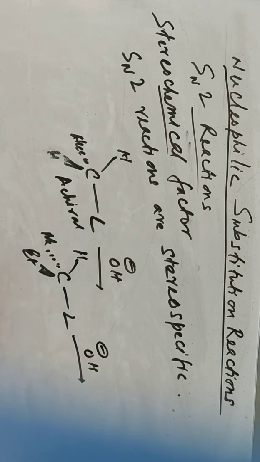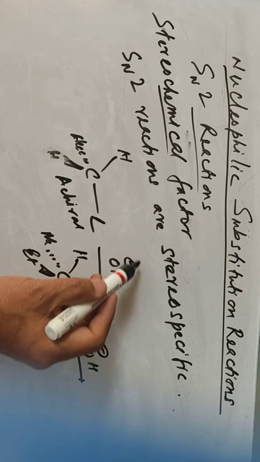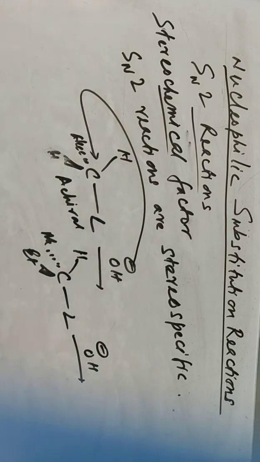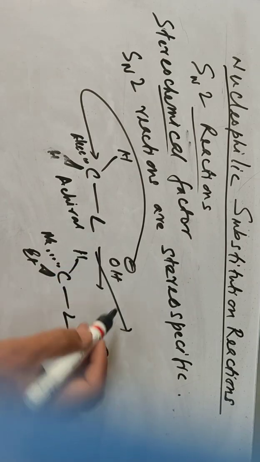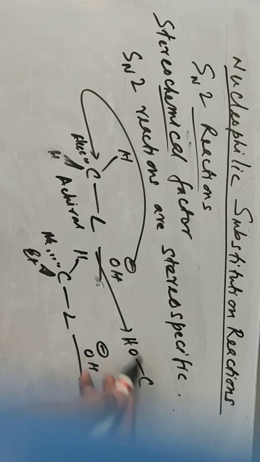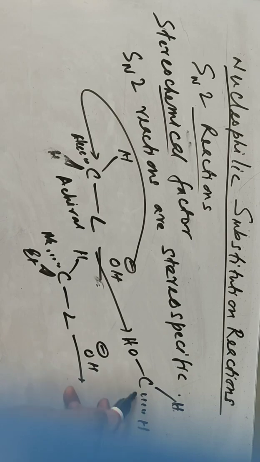Similarly, let's say this is S or R. You cannot attack from the front side because the leaving group is bulky, so it attacks from the back side. It gives only one product, with inversion of the configuration. So you can have OH here, then hydrogen, and this one. For a chiral compound, one product.